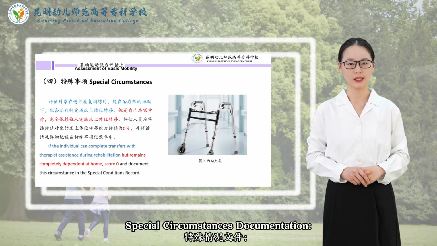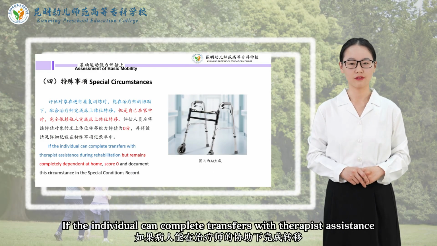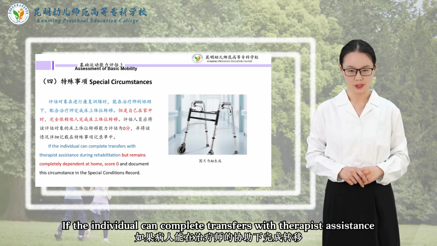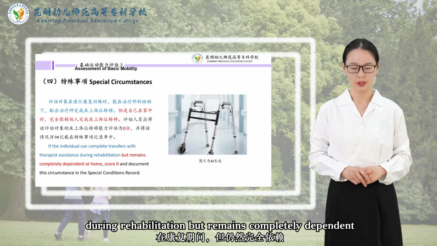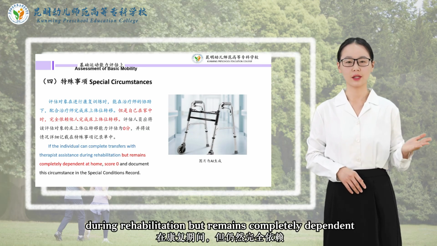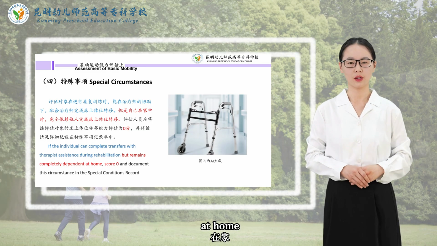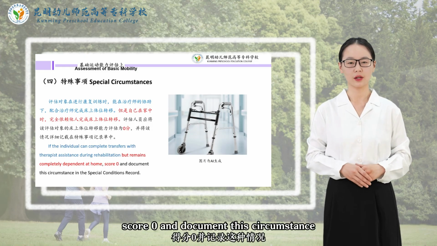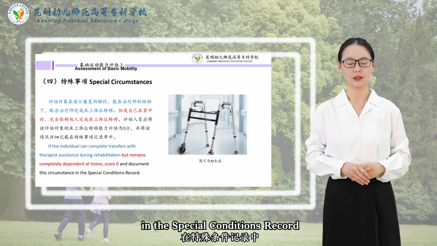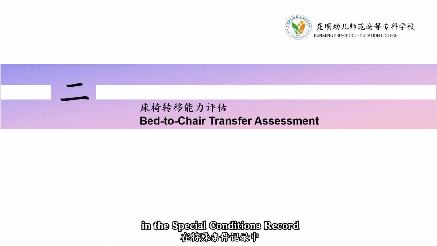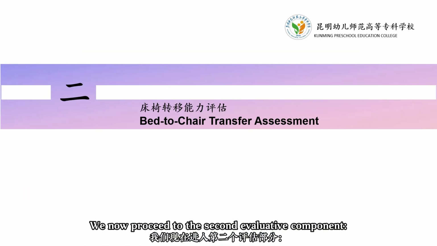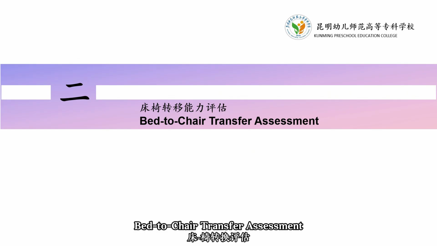Special circumstances documentation. If the individual can complete transfers with therapist assistance during rehabilitation, but remains completely dependent at home, score 0, and document this circumstance in the special conditions record. We now proceed to the second evaluative component, bed-to-chair transfer assessment.